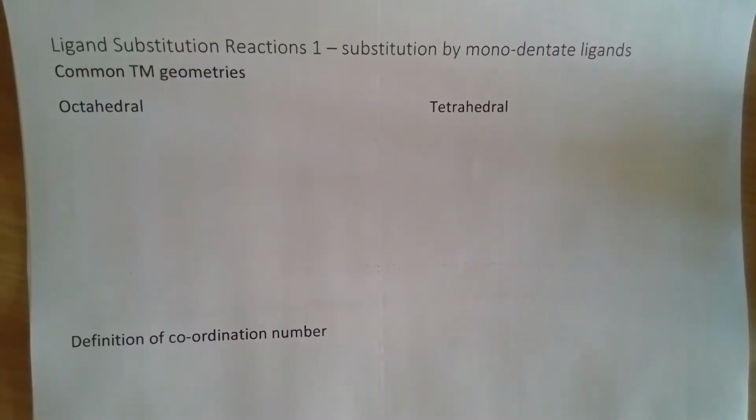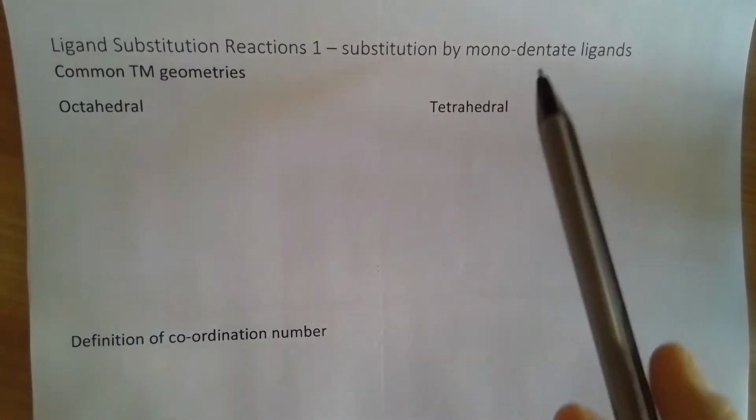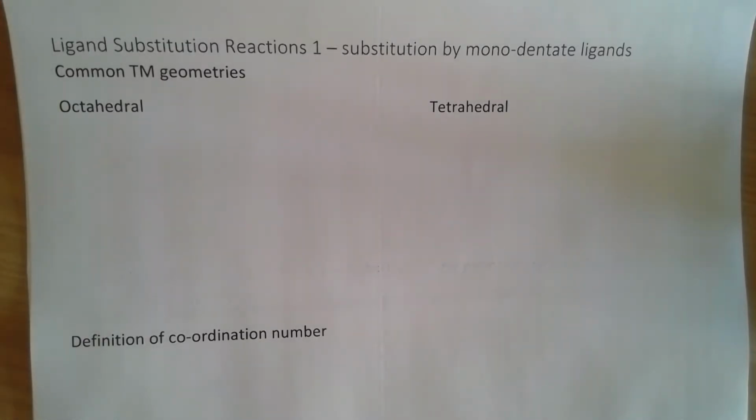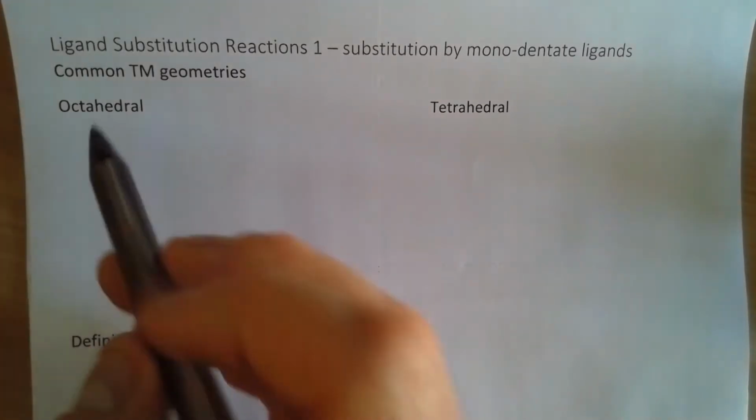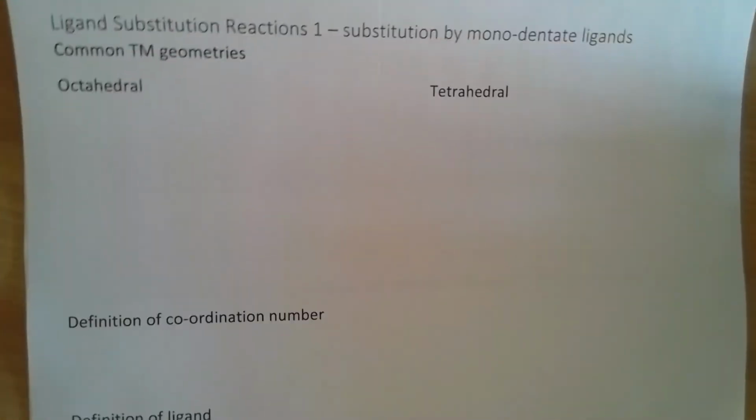We're going to look at our first lesson in ligand substitution reactions, and we're going to look at substitution by monodentate ligands. Remember that the word monodentate literally means one teeth or one toothed, so that's only ligands that have only one lone pair that is able to form a dative covalent bond. There are a few things that we need to remind ourselves of before we can move on with this.